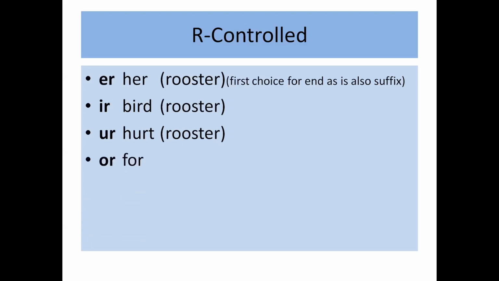O-R is another R-controlled vowel, makes the little word or. And then the last vowel, A, when it gets controlled, it turns into what we call the pirate sound, sort of like R, mateys, or like what we hear in K, R.